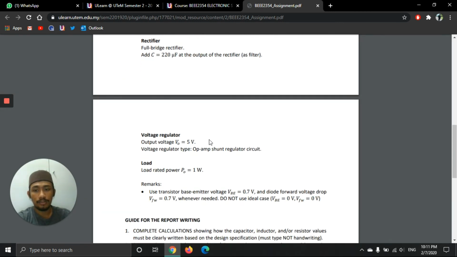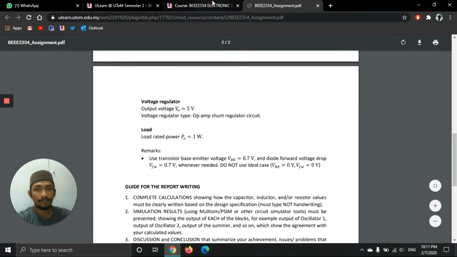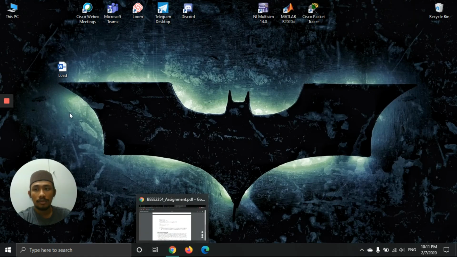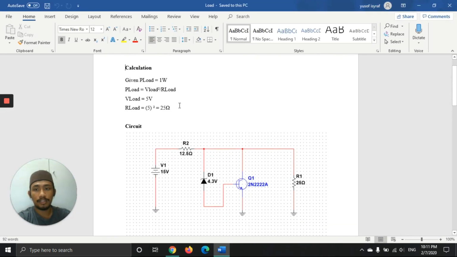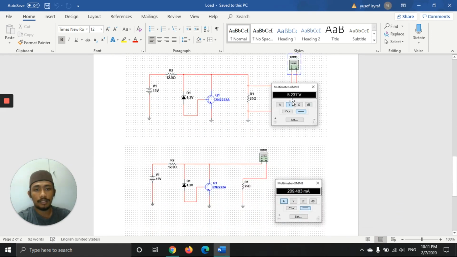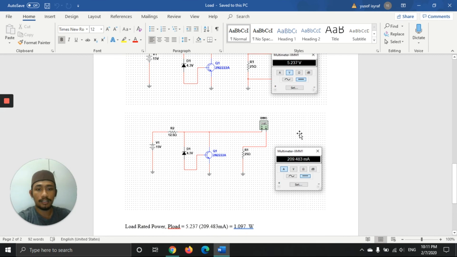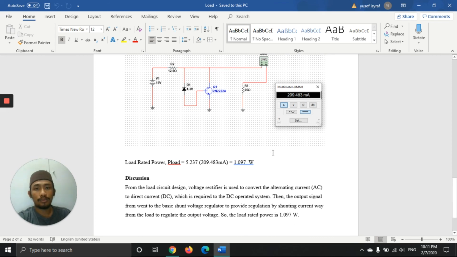My part is the load. Given the load rated power is 1 watt, this is the result for the load simulation. This is the circuit and the output voltage is 5.237 and the current is 9.48. From the voltage rectifier circuit, you can get the load circuit by converting the alternating current to direct current.